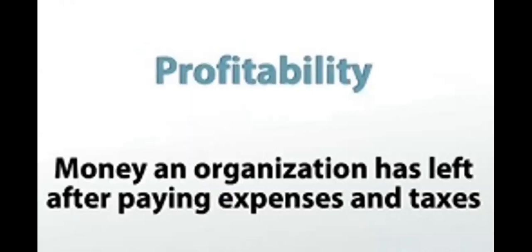Can anyone read this, please? Money an organization has left after paying expenses and taxes. Very good. There are important words here. Money an organization has left, we know this, has left after paying expenses and taxes. Do you remember what expenses are? For example, the costs that the organization has to pay, like services, or the place that they are. Exactly. So keep going, sorry.